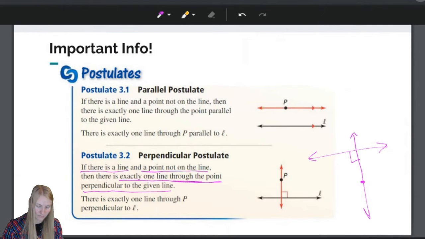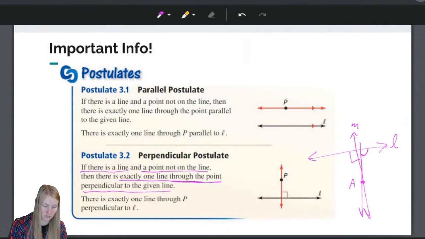This line will go through this point and be perpendicular to, let's name it line L and point A. There is only one line through point A that will be perpendicular to L. And it's this line right here. We could call it M. There is no other line. If I tried to make like this line, oh, nope, that's not perpendicular. That's obtuse. That's not a right angle. So any other line you try to make is not going to be perpendicular.